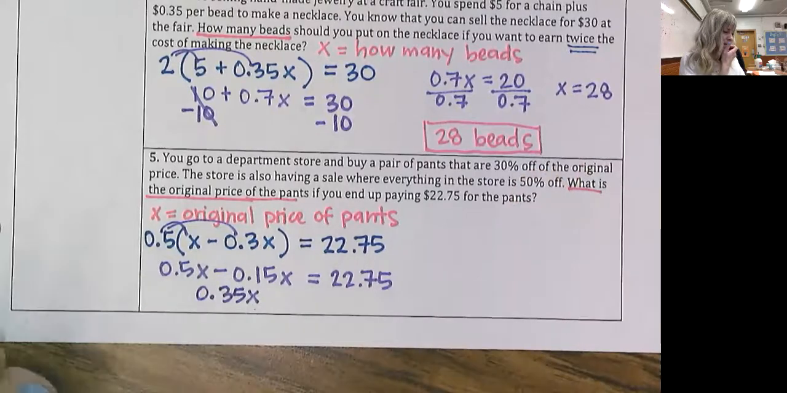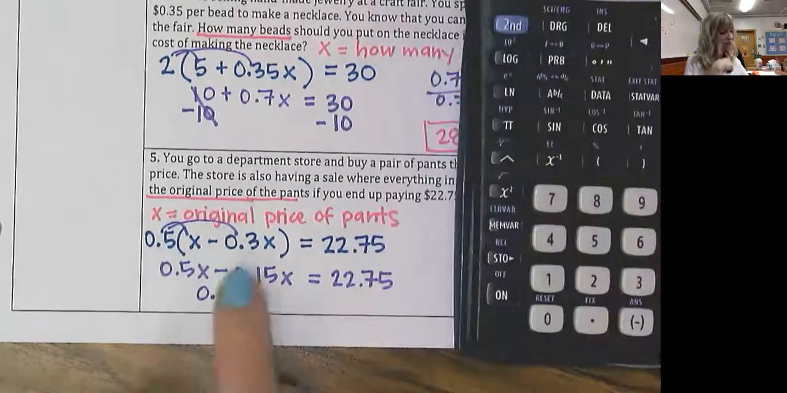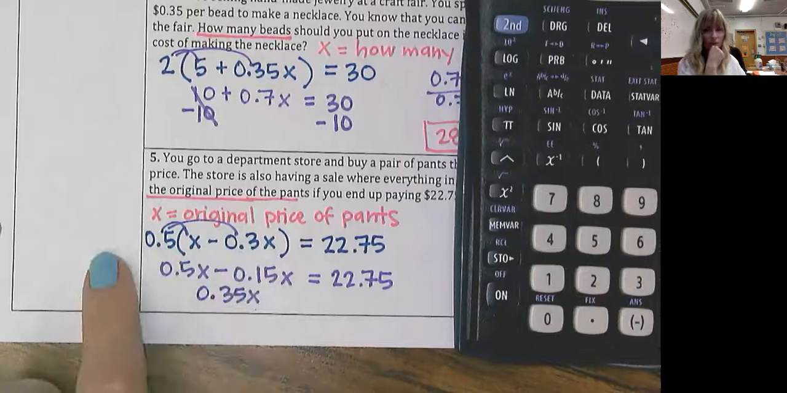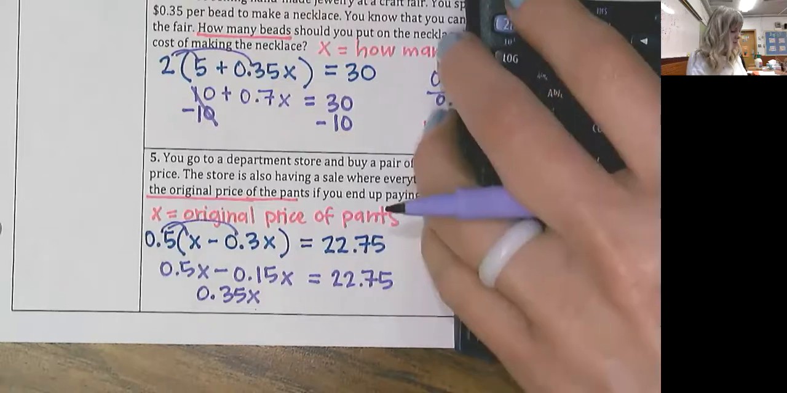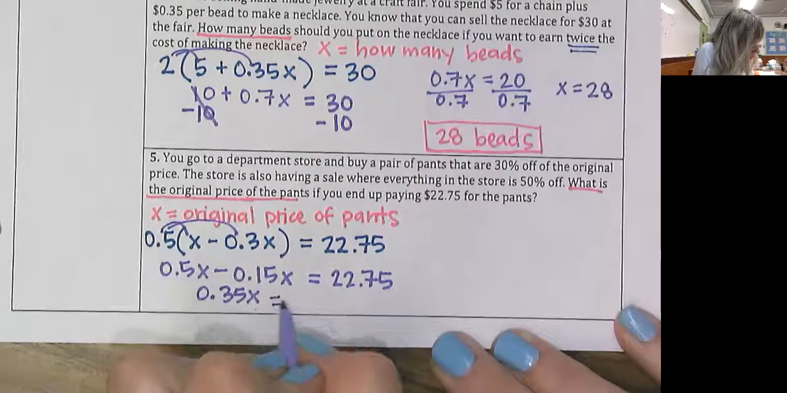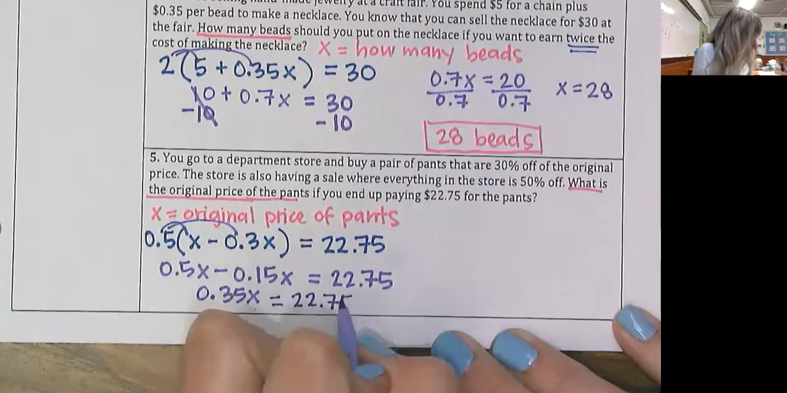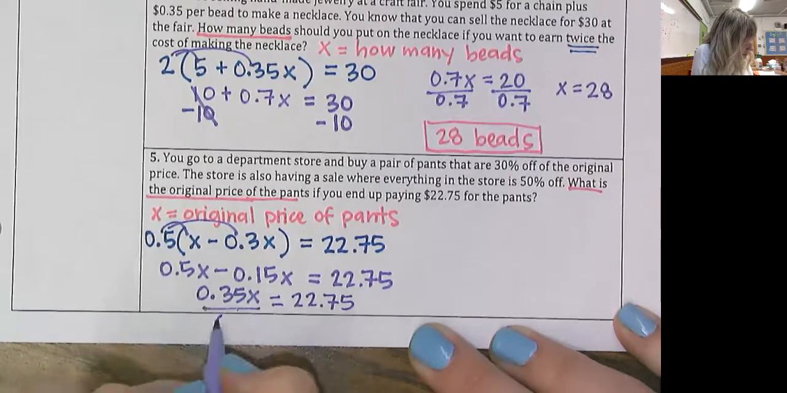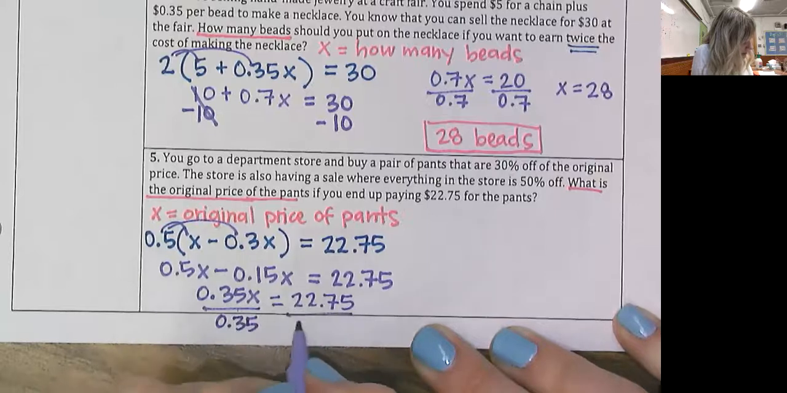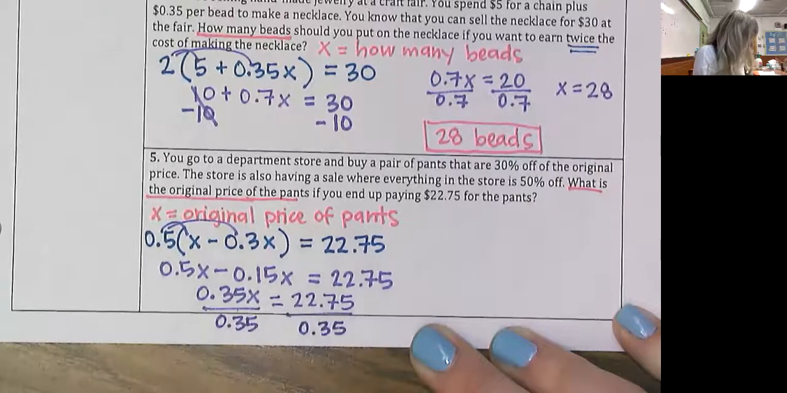That means if you get 30% off and then you get 50% off after that, you end up actually only paying 35% of it. It's interesting, right? That's what that means. So this goes 22.75. So I'm going to do divide by 0.35, divide by 0.35.